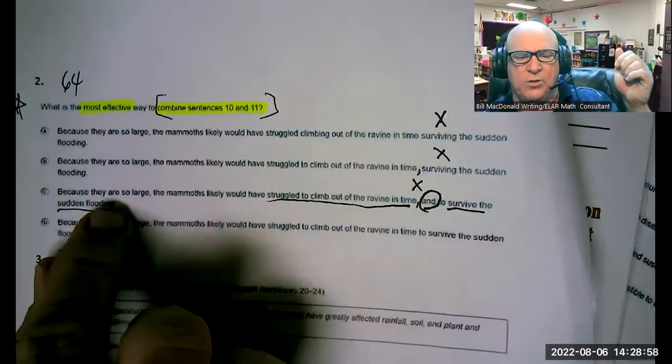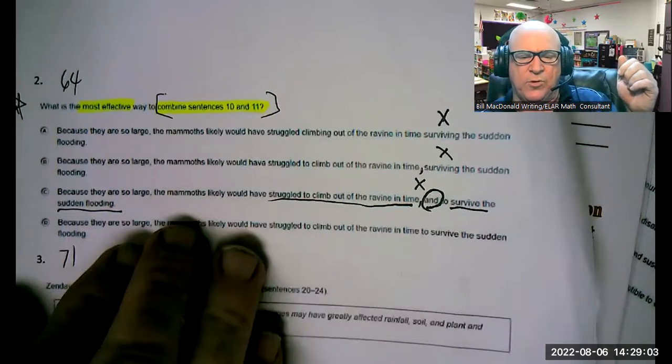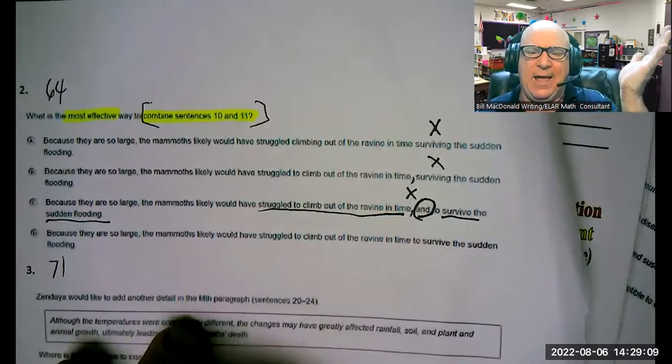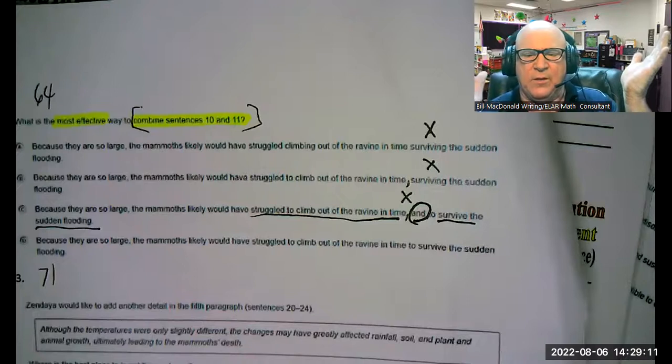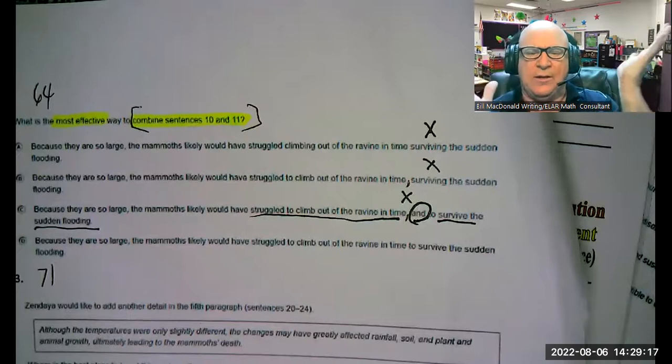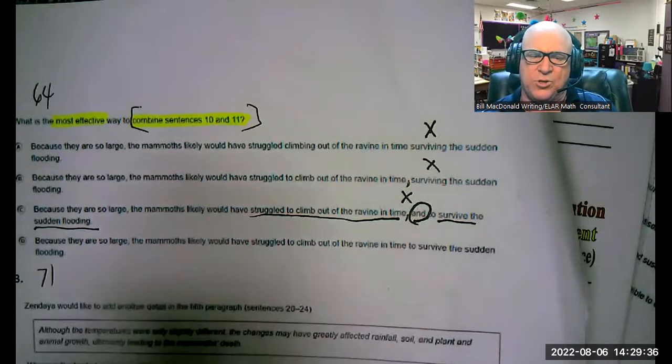Because they are so large, the mammoths likely would have struggled to climb out of the ravine. That's one thing, comma, and to survive the sudden flooding. Since there's only two things, struggling to get out of the ravine and surviving the sudden flooding, we don't join a compound predicate with a comma when there's only two things. So we would eliminate that one because of a punctuation issue.